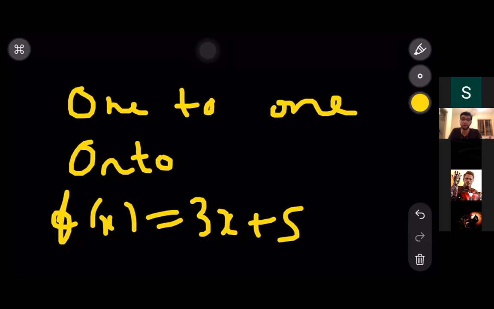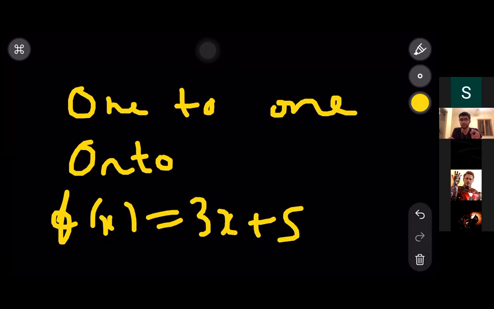A non-example for one-to-one, something which is not one-to-one, is the square function, because both 2 and minus 2 were being mapped to 4. So it is a function, all right, but it is not a one-to-one function. One-to-one function means the mapping should be unique. One number is mapped to one thing, nothing else is mapped to that.